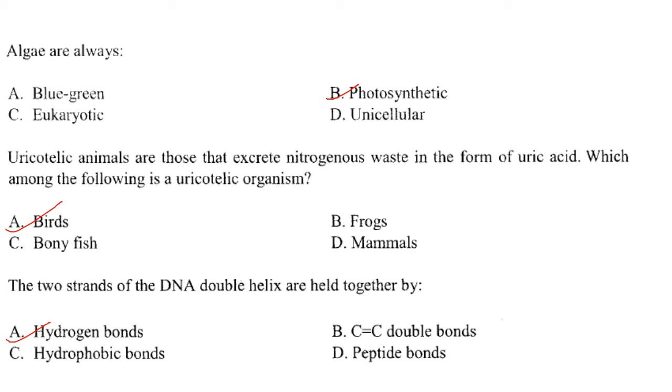The next one. Algae are always photosynthetic. Answer is option B. Then uricotelic animals are those that excrete nitrogenous waste in the form of uric acid. Which among the following is a uricotelic organism? Bony fish are ammonotelic, birds are uricotelic, frogs are ureotelic, and mammals are ureotelic. So they have asked which of the following is uricotelic, so it is birds. Answer is option A. The two strands of a double helix are held together by, this is a repeated question, answer is option A, that is hydrogen bond.